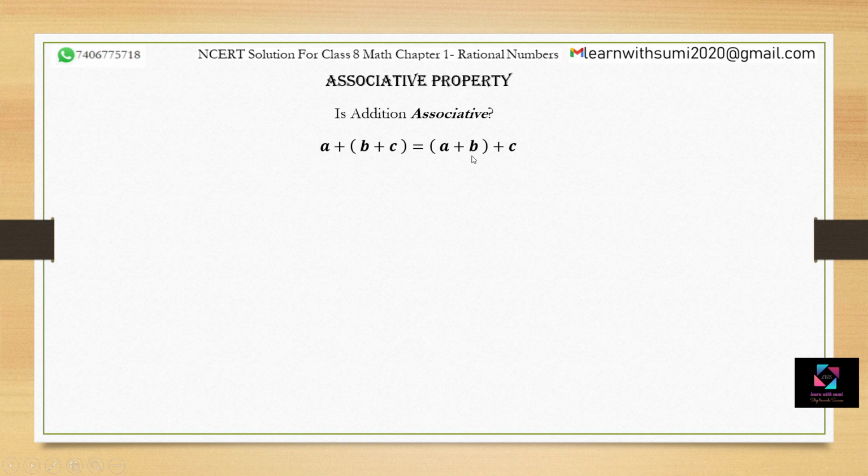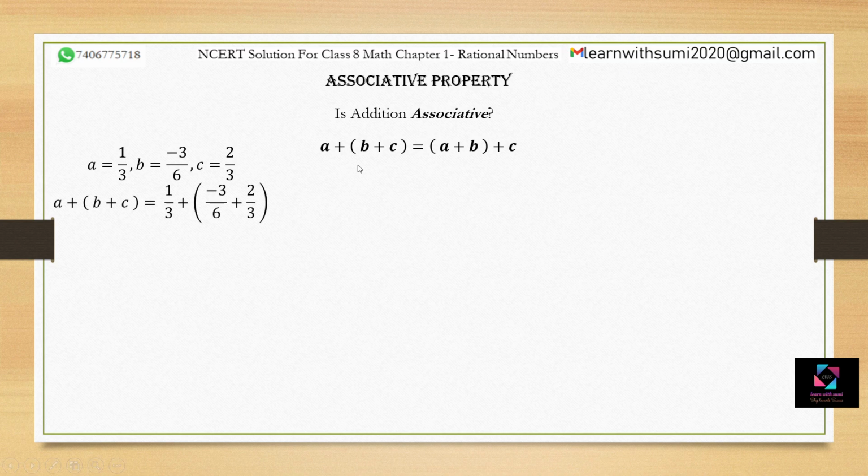So let's check using one simple example, that is a is equal to 1 by 3, b is equal to minus 3 by 6, c is equal to 2 by 3. When we add them in the order of LHS, that is where we are going to add b plus c first, then we are going to add with a. So we write in the order of the LHS, that is 1 by 3 plus (minus 3 by 6 plus 2 by 3). We are adding b plus c, that is minus 3 by 6 plus 2 by 3 first.